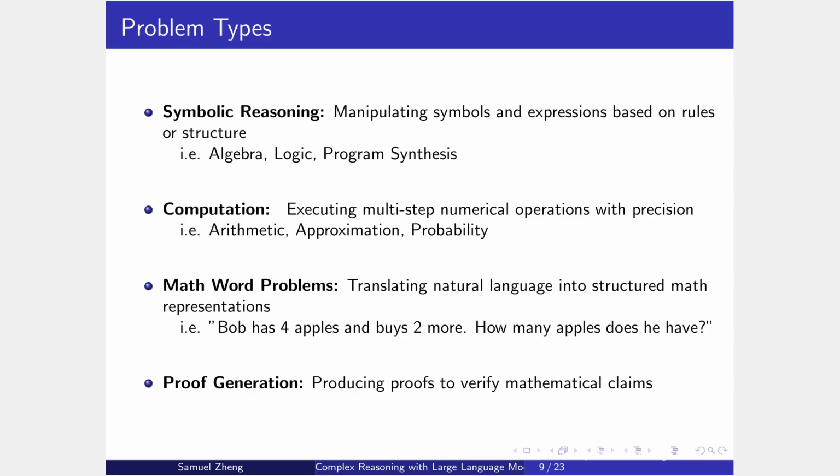First, symbolic reasoning involves manipulating symbols and expressions based on rules or structure. This includes algebra, formal logic, and program synthesis. The AI must follow precise rules without the ambiguity that natural language often allows.